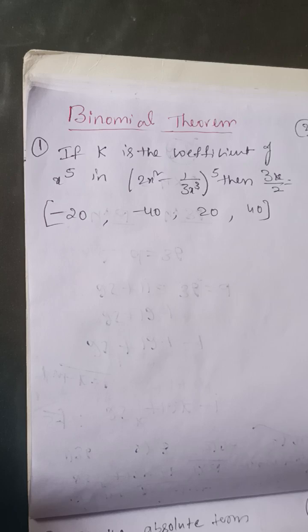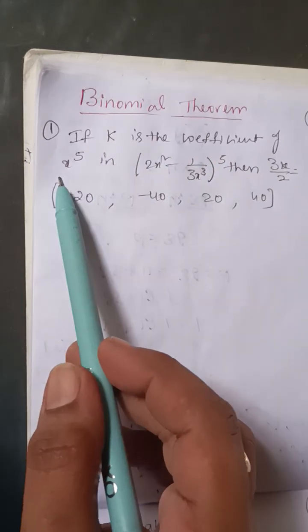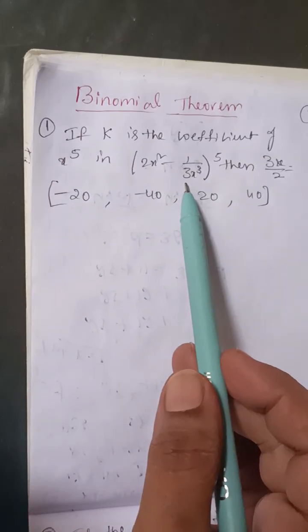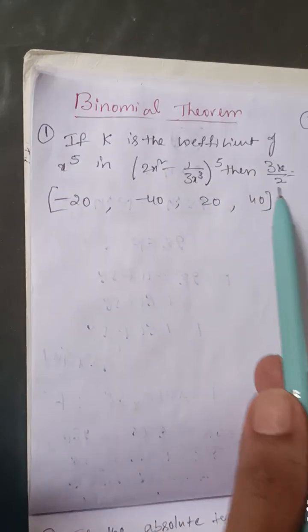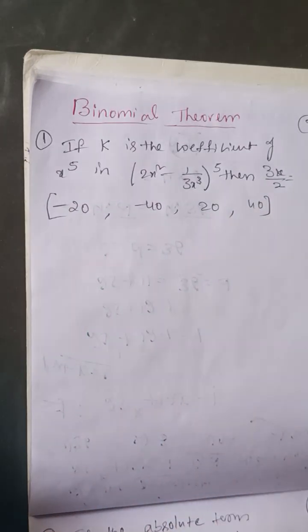EAPCET Maths 2A Binomial Theorem. First question. If k is the coefficient of x power 5 in the expansion of (2x square minus 1 by 3x cube) whole power 5, then 3k by 2 equal to, and these are the given options.